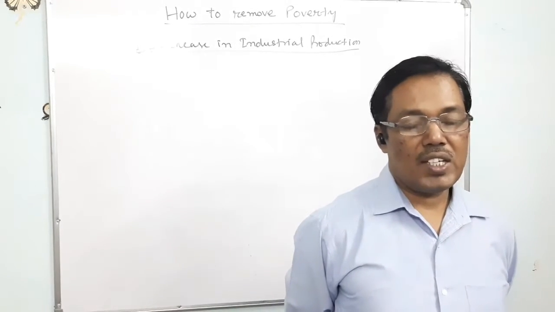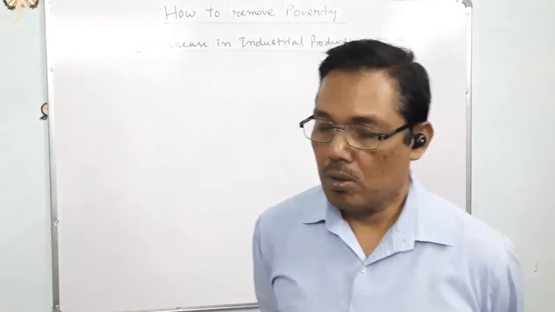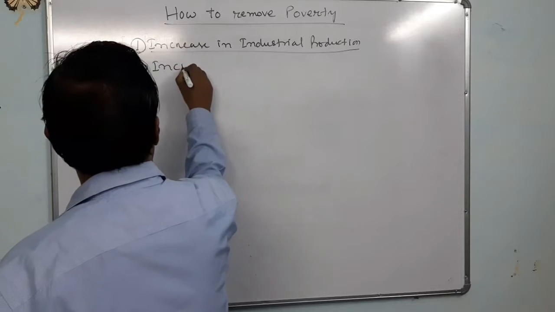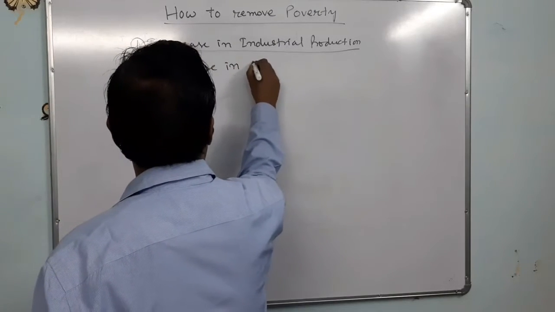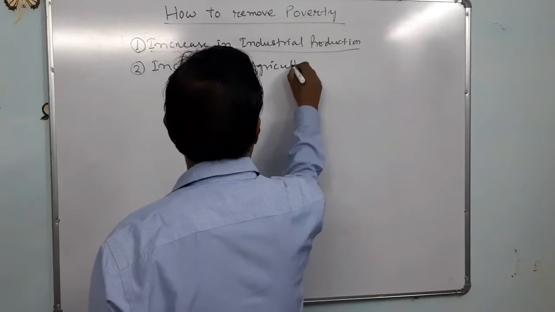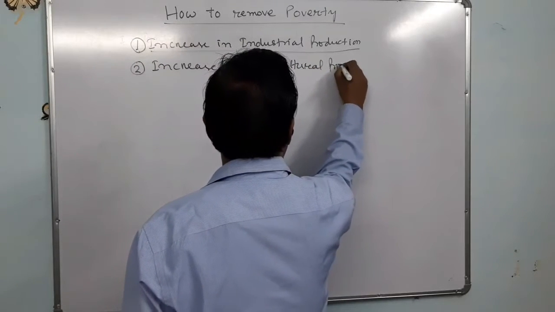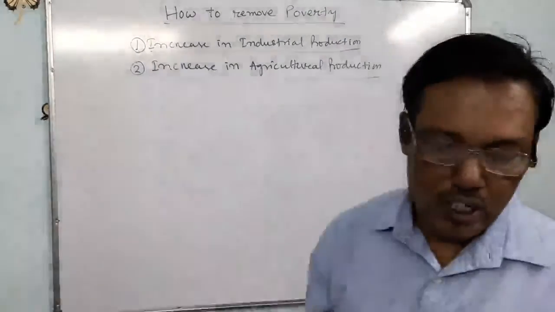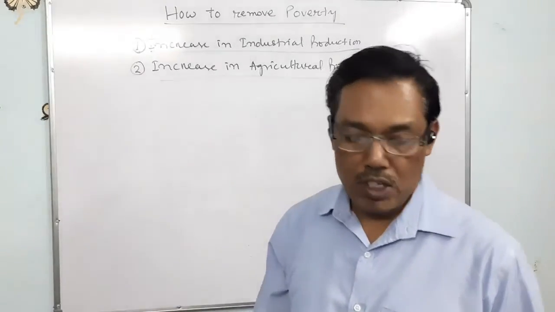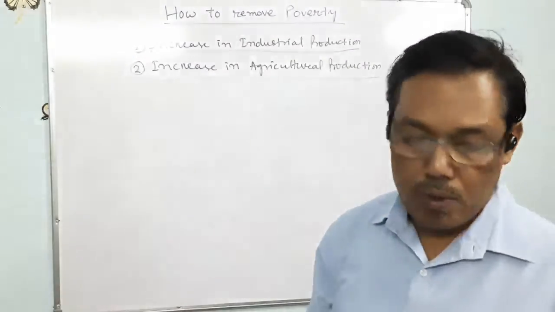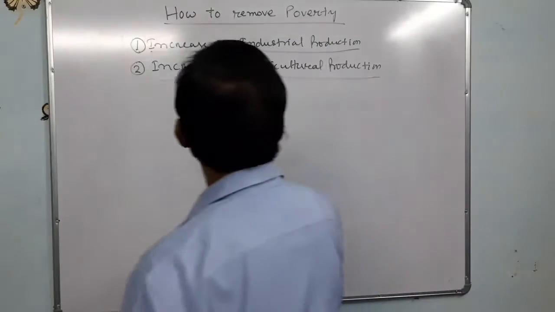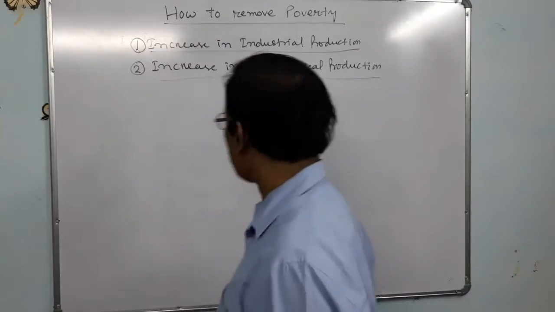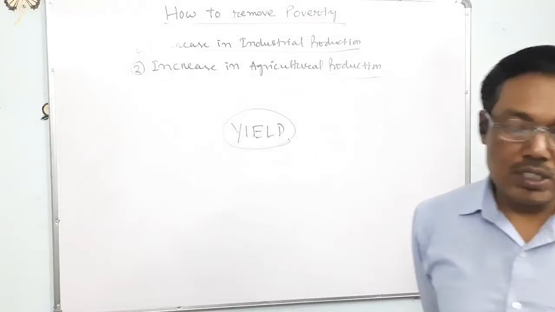Not only in the case of industrial production, but we also have to increase agricultural production. It means we have to increase our agricultural productions. We have to increase our productivity. How can we increase our productivity? That is, I may say, the yield. How can we increase these productions, these productivities?